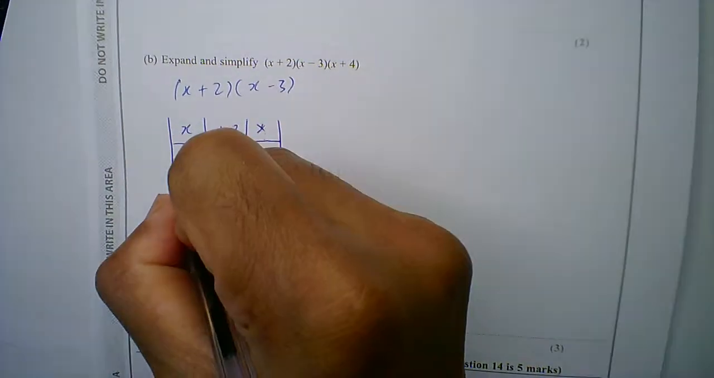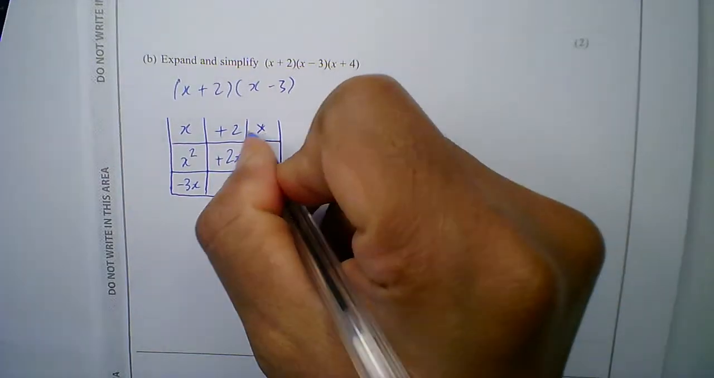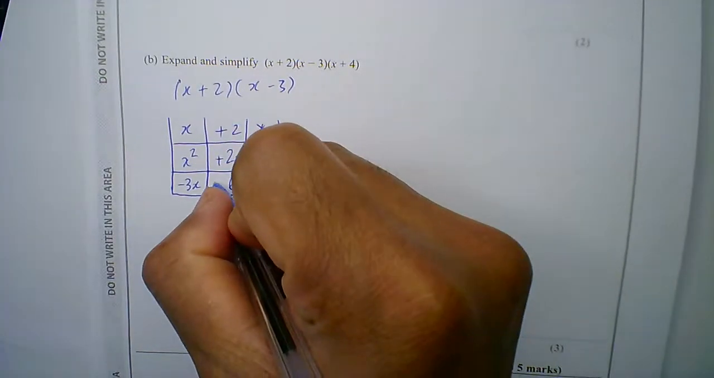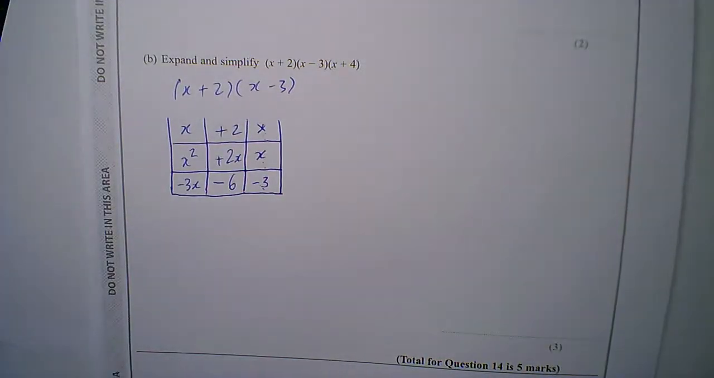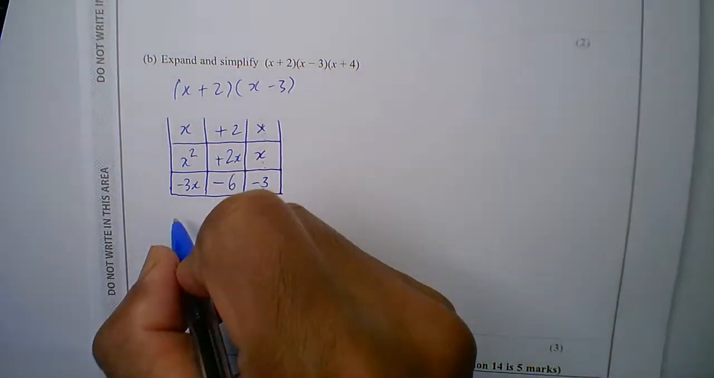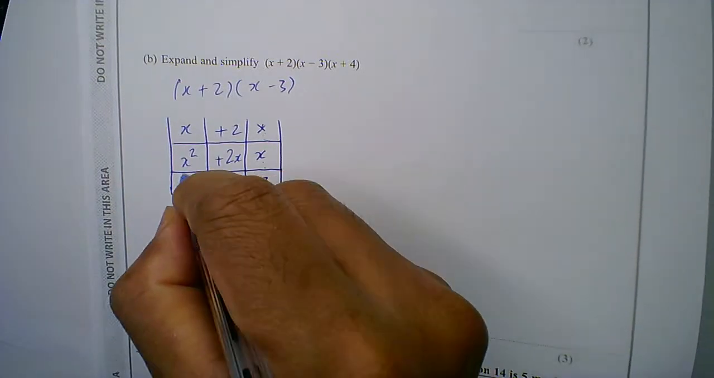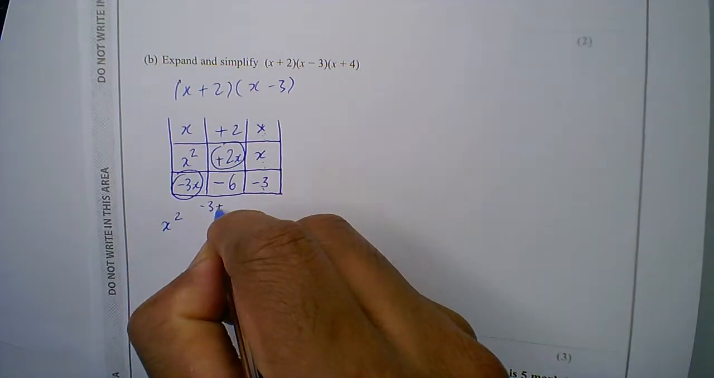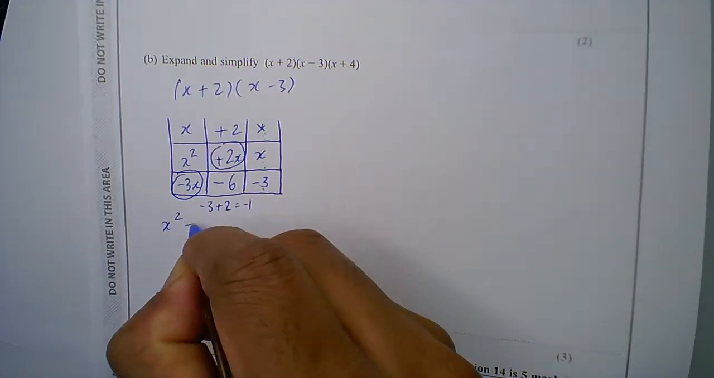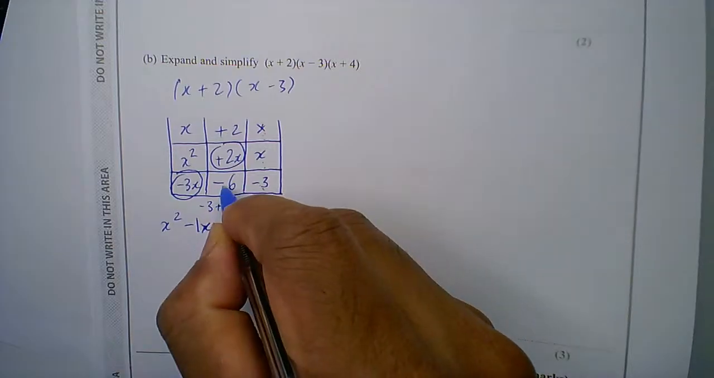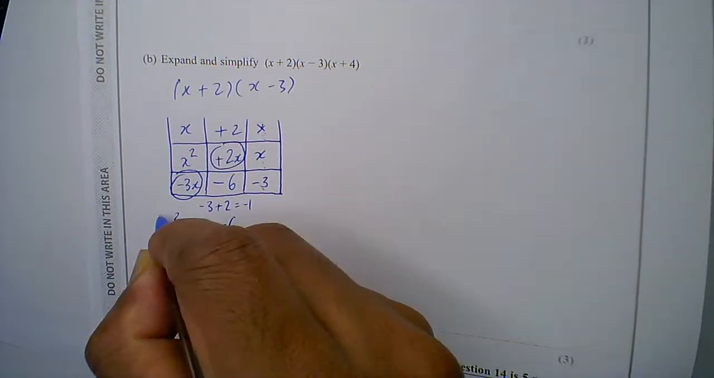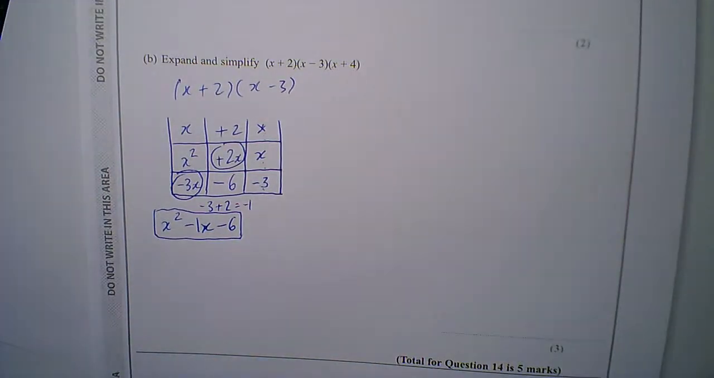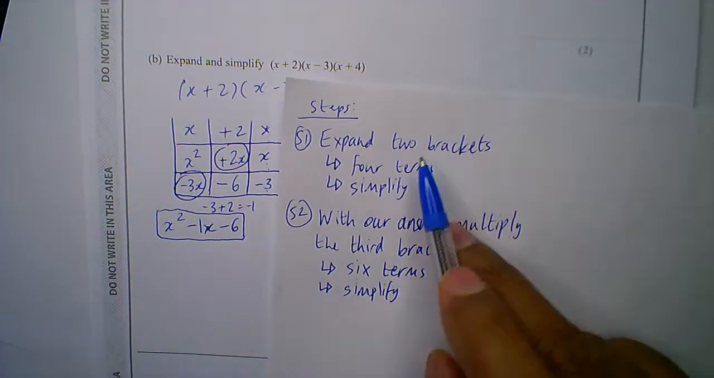Minus 3 times x, minus 3x. Minus 3 times 2. So 3 times 2 is 6. A negative and a positive gives me a negative. So just remembering that, now I can simplify here. I've got my x squared, then I've got my x terms. This is minus 3 plus 2. That gives me minus 1, so it's minus 1x, and then I've got my minus 6 here. So that's my answer to the double bracket. So that's my step 1 completed. Expand 2 brackets, 4 terms, simplify.